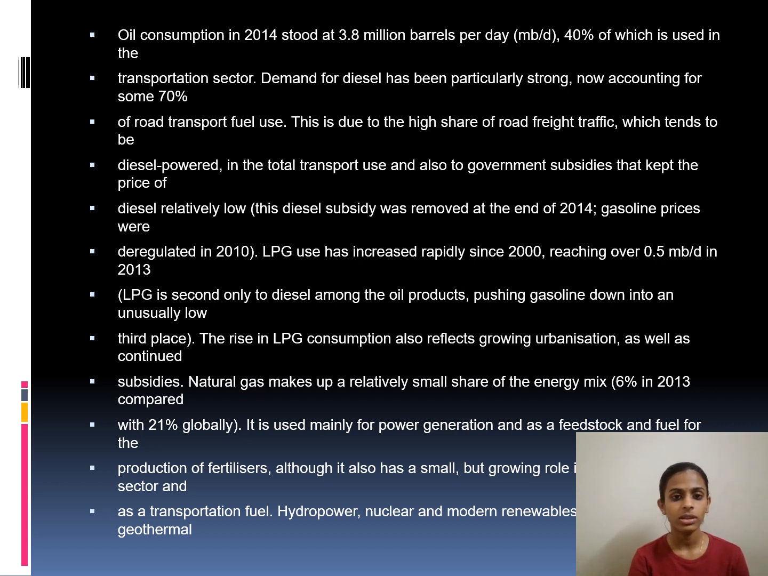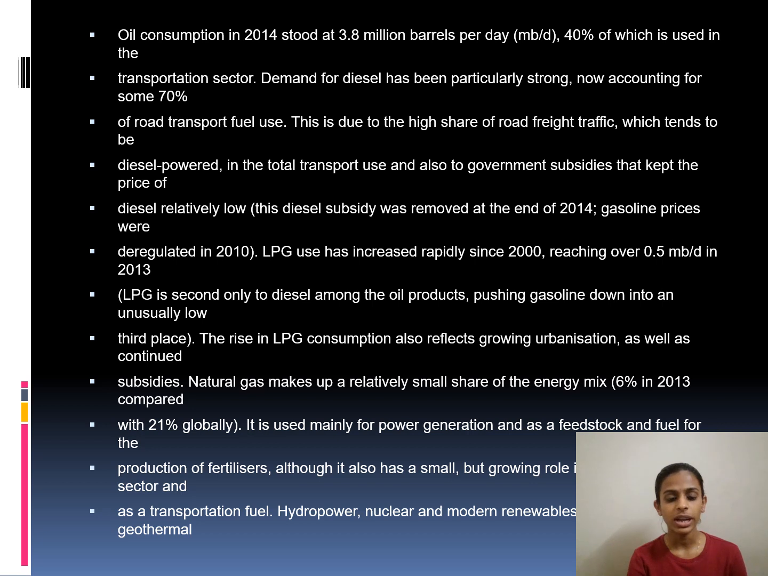Then coming to oil, consumption in 2014 stood at 3.8 million barrels per day, 40% of which is used in the transportation sector. Demand for diesel has been particularly strong, now accounting for some 70% of road transport fuel use. This is due to the high share of road freight traffic, which tends to be diesel powered, in the total transport use, and also to government subsidies that kept the price of diesel relatively low.